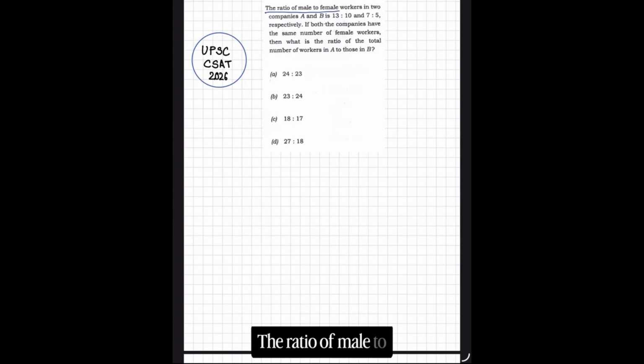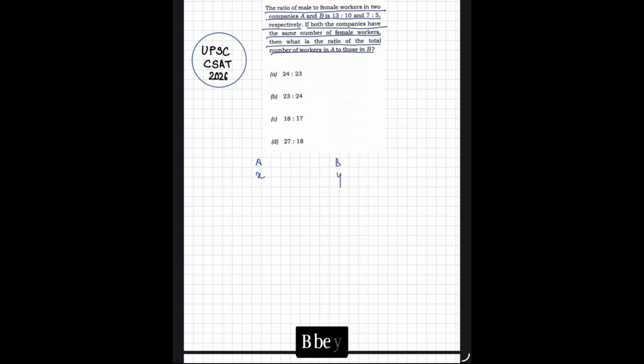The ratio of male to female workers in two companies A and B is 13:10 and 7:5 respectively. If both the companies have the same number of female workers, then what is the ratio of the total number of workers in A to those in B? So let's assume the total number of workers in company A be x and in company B be y. We have been asked the ratio of x by y. It has been given that the male to female ratio in company A is 13:10 and male to female ratio in company B is 7:5.